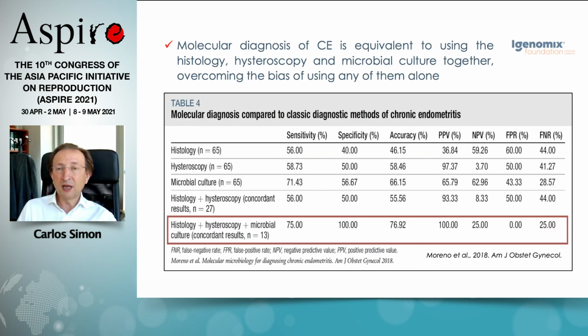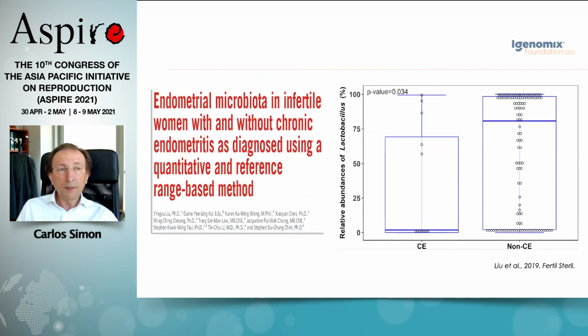So this is about the sensitivity, specificity, and accuracy of the classical diagnostic methods of chronic endometritis, histology, hysteroscopy, microbial culture, and then all three together, and what the concordance is in terms of molecular microbiology. There is another paper from an independent group showing similar results, in which the microbiota of patients with chronic endometritis, as you can see, is different from those with non-chronic endometritis. This is lactobacillus, which is higher in patients who did not suffer chronic endometritis versus those who did.